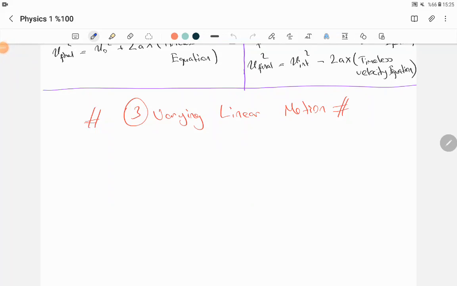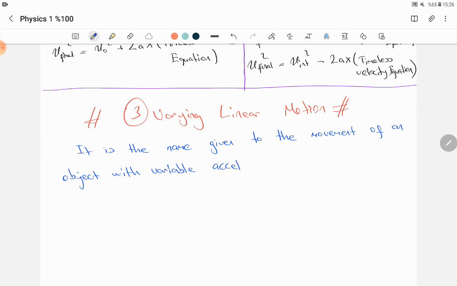Hi friends, in our lesson today, varying linear motion is the name given to the movement of an object with variable acceleration.